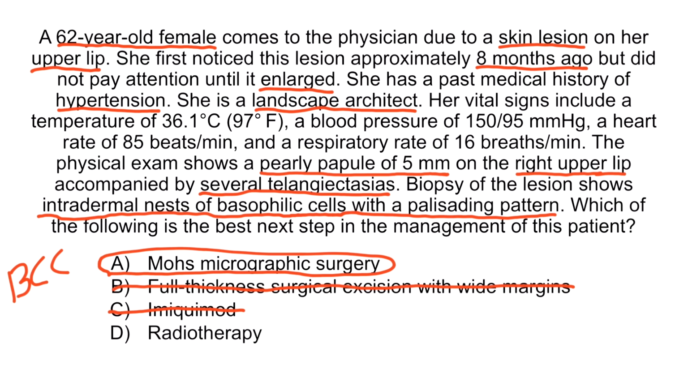Now, option D, radiotherapy, is incorrect because it's mostly used for unresectable or large tumors. And this patient's tumor is in a surgically accessible area, and it's only 5 mm in diameter. And that concludes our lecture on malignant skin lesions.